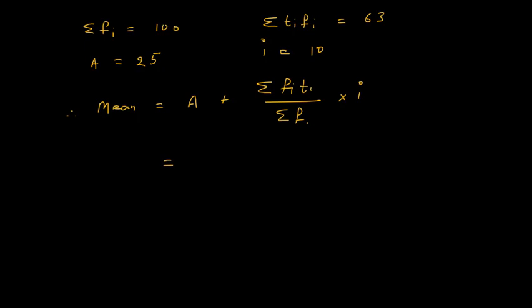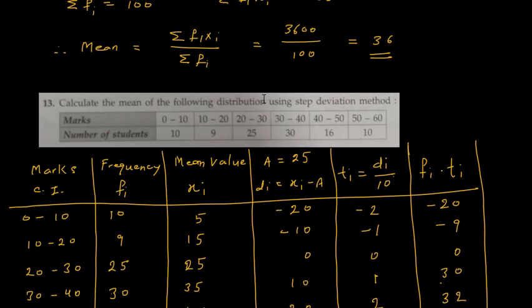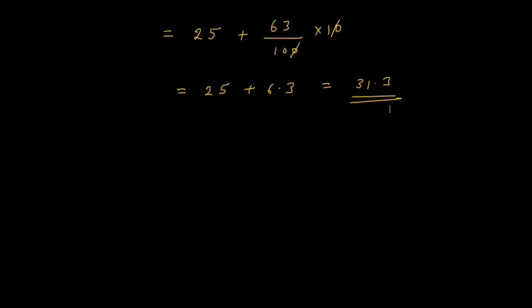So A is 25 plus 63 upon 100 multiplied by 10. So this 0 and this 0 will cancel and you get 25 plus 63 upon 10, which is 6.3. So 25 plus 6.3 is 31.3. So 31.3 is your mean value. That was the 13th question. Now let us move to the 14th problem.